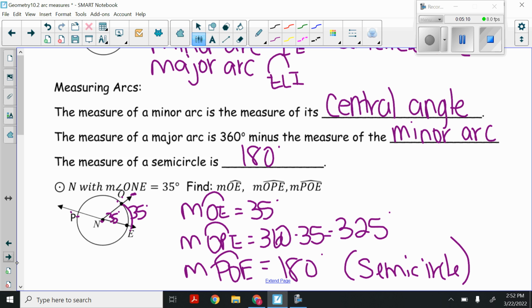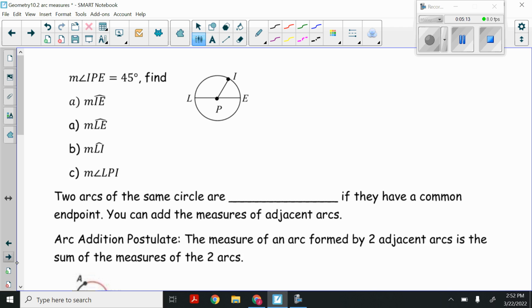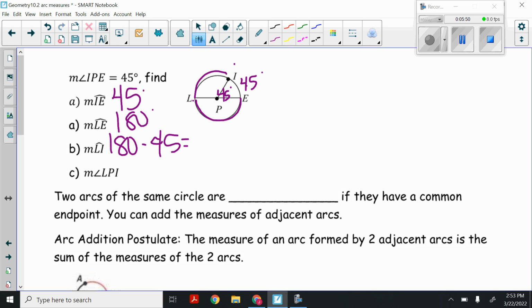Okay, so let's flip it over and work another problem. They give me this picture. They tell me that the measure of angle IPE is 45. Again, that is a central angle. So arc IE, I automatically know is 45 degrees because it is the same as my central angle. Measure of arc LE, all the way around here, that's a semicircle, so it's 180 degrees. Measure of arc LI, well, I know that LIE is a semicircle, 180, so if I do 180 minus that 45, that's going to get me LI, so that's 135 degrees.